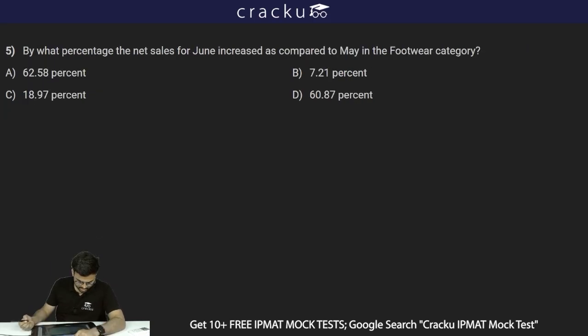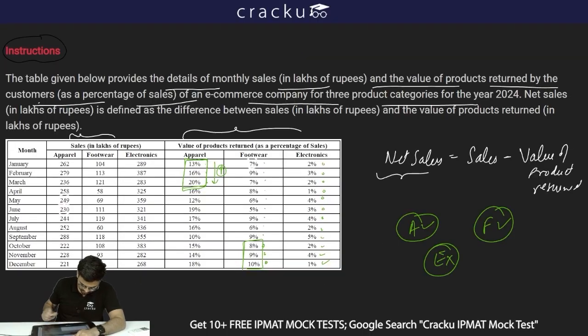The next question is saying by what percentage the net sales for June increased as compared to May in the footwear category. So we have to again look back at the table. For May, the net sales for footwear was 69, and for June it was 111. So it increased from 69 to 111. But we have to figure out the net sales. Now what was net sales? Net sales was sales minus value of product returns. So I cannot directly take these values. I have to subtract the value of the product returned as well.